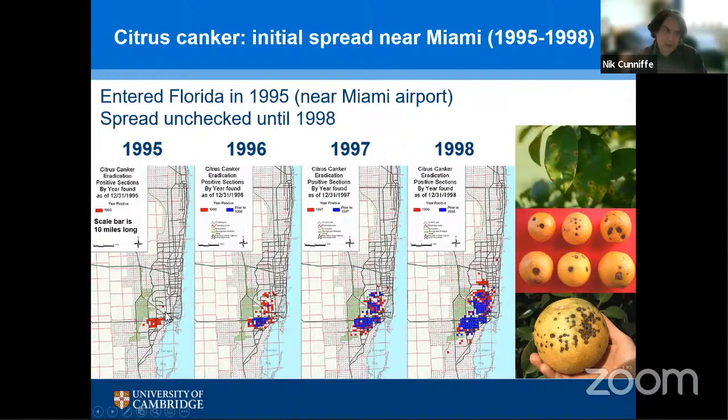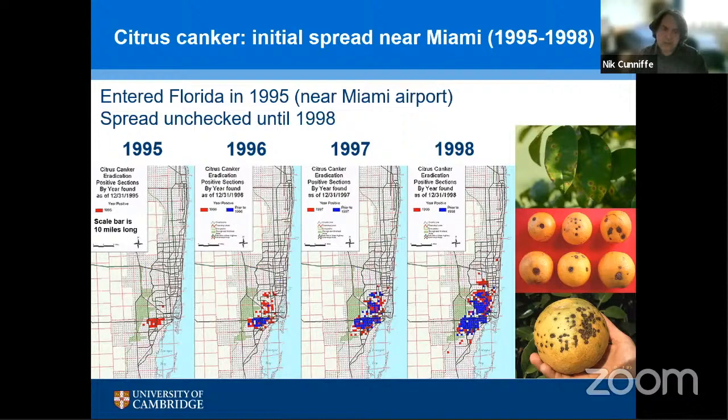So this series of maps shows the results of a really detailed and really quite expensive surveillance program, where people from the USDA went out and looked, at quite a fine spatial scale, for symptoms of plants that were infected by citrus canker. Of course, this is urban Miami, so we're quite close to Miami Airport. I think that's probably no coincidence, because the consensus is that the pathogen was introduced into Florida on some sort of infected plant material which came into the airport.